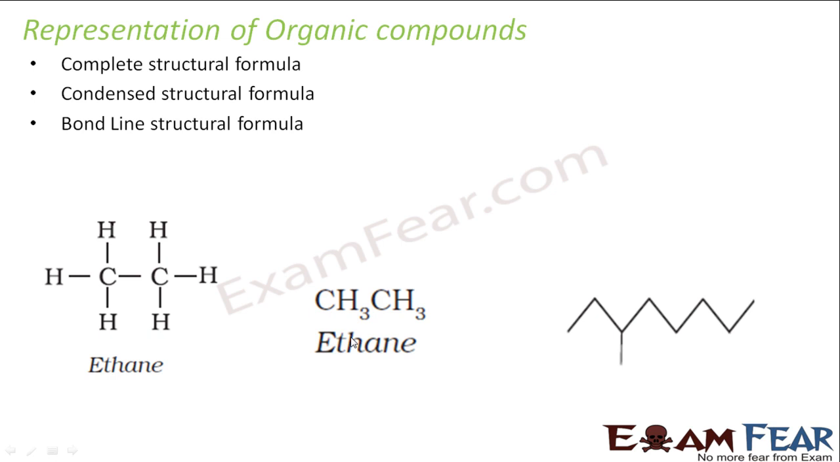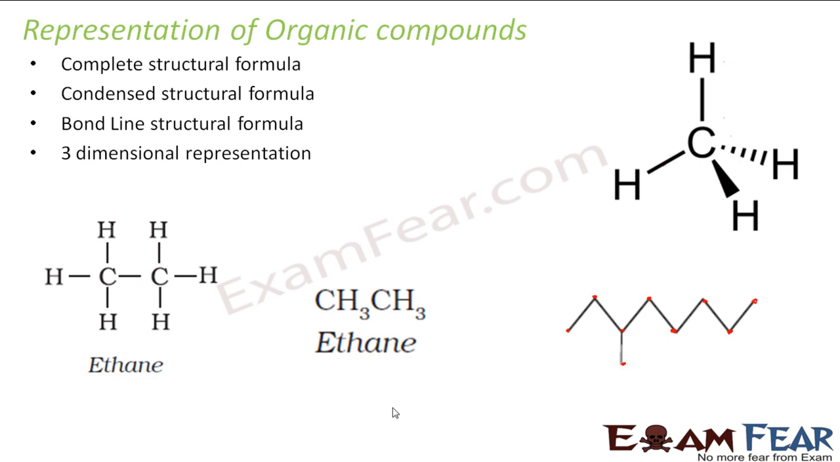The third is the bond line structural formula, where you represent in this fashion, where each dot represents a carbon and the corresponding hydrogen atoms, to make sure that each of these carbon atoms has 4 bonds linked to it.